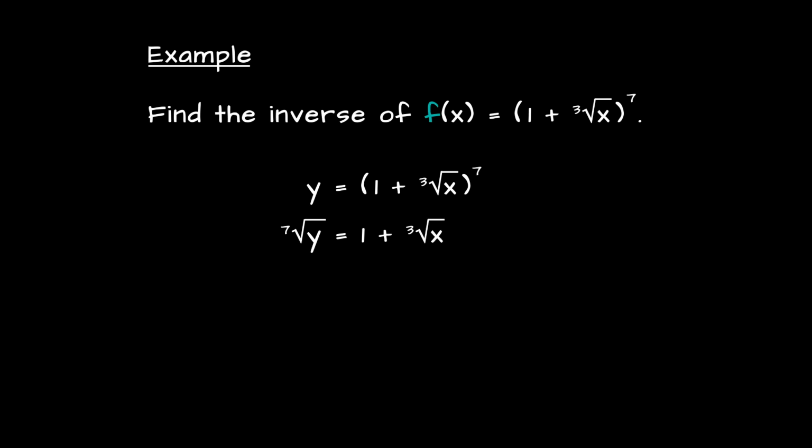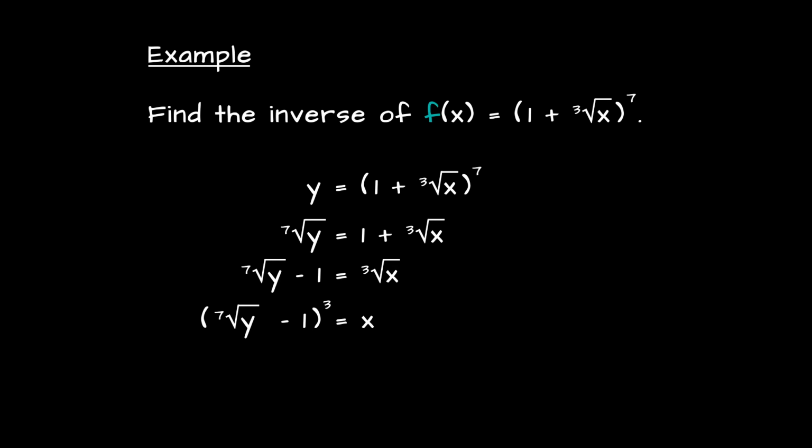Next, let's subtract 1 from both sides of our equation. So we'll have the 7th root of y minus 1 equals the cube root of x. Finally, we will cube both sides. So this will be the 7th root of y minus 1, cubed, equals x.